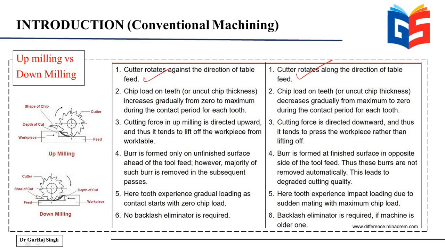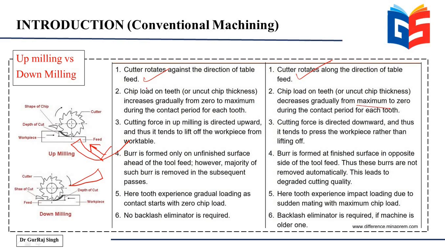The chip load on the teeth increases gradually from 0 to maximum during the contact period of each tooth. So in case of up milling, you can see that the chip being produced has a shape like this, so its thickness is gradually increasing as the cutter is moving upwards. But on the other hand, in case of down milling, the chip thickness is maximum when the cutting starts and minimum when the cutting ends. That's because of the relative motion between the workpiece and the cutting tool. So the chip load on the teeth gradually decreases from maximum to 0.